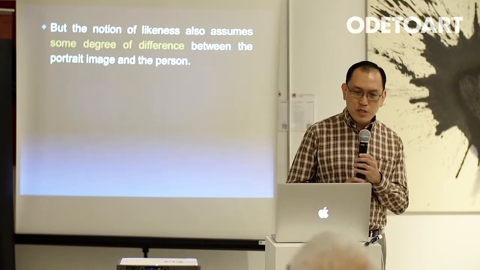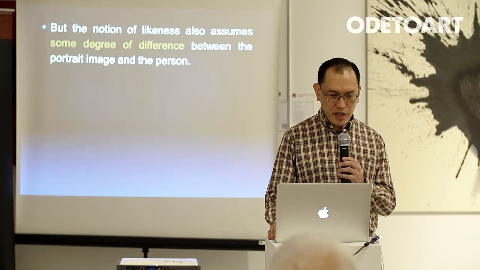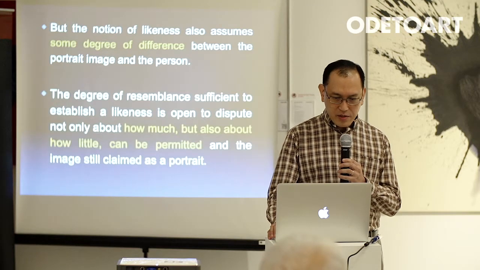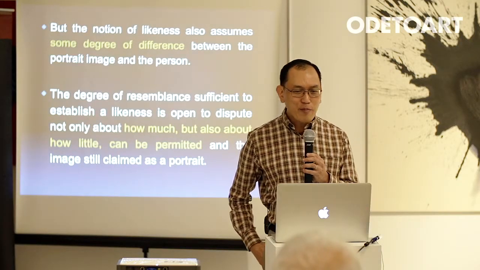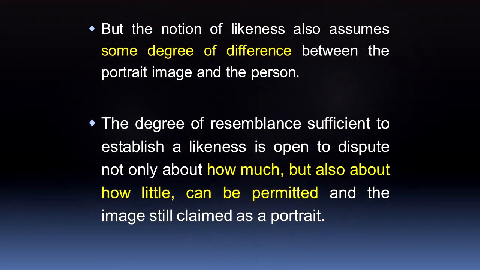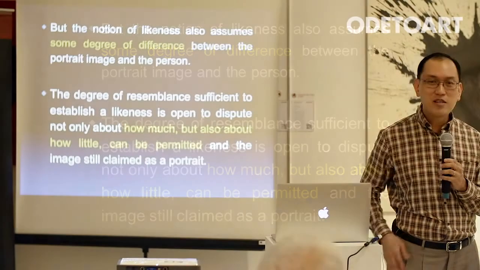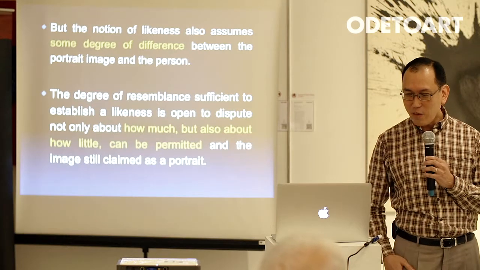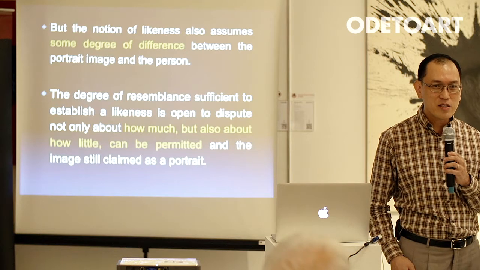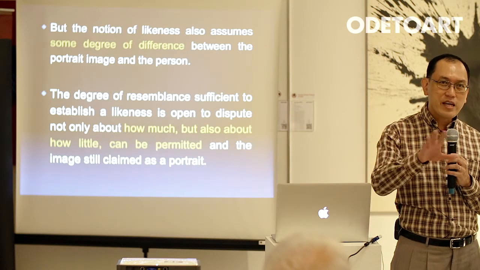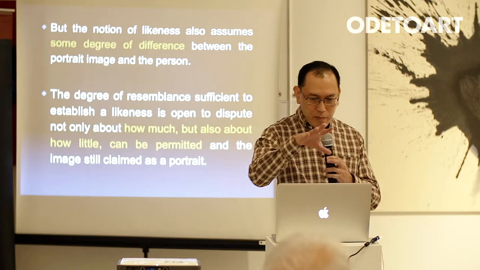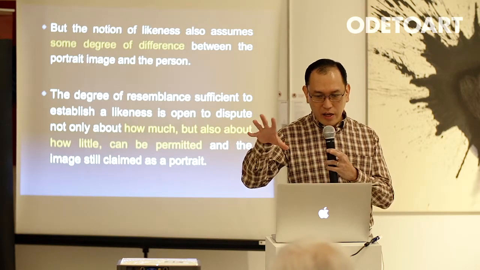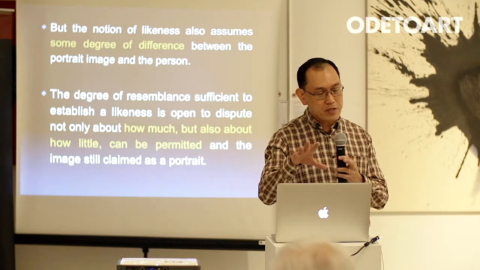The notion of likeness also assumes some degree of difference between the portrait image and the person, as I think we have seen. The degree of resemblance sufficient to establish a likeness is open to dispute. Not only about how much, but also about how little can be permitted, and the image still claimed as a portrait. So we are talking about the degree of resemblance here: how much can be permitted, how much can be left out, and the painting itself still being able to retain a likeness with the actual physical appearance of that person.